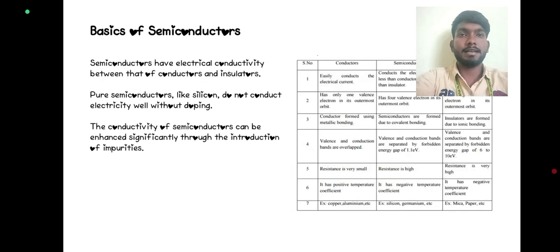Basics of semiconductors. Semiconductors have electrical conductivity between that of conductors and insulators. Pure semiconductors like silicon do not conduct electricity well without doping. The conductivity of semiconductors can be enhanced significantly through the introduction of impurities. This is the diagram of basics of semiconductors.